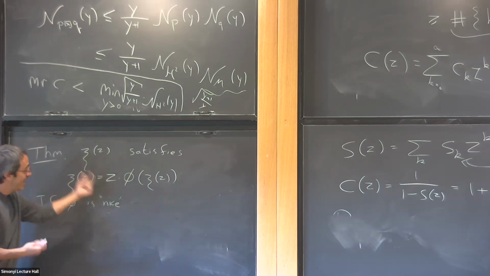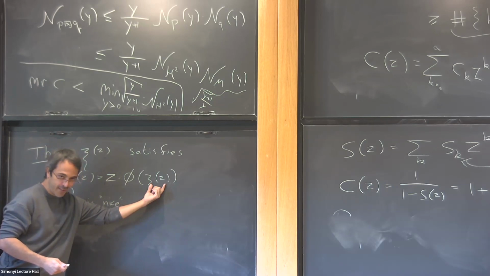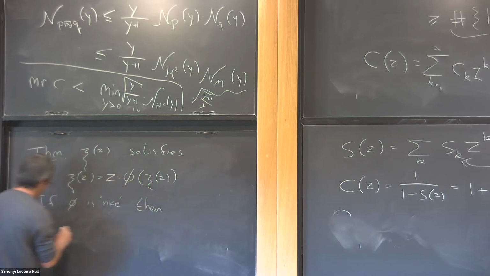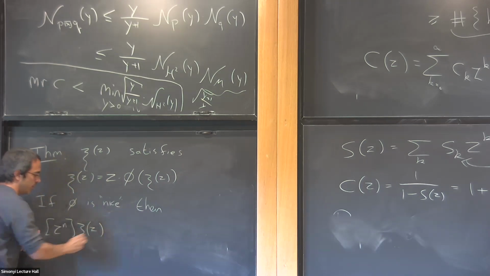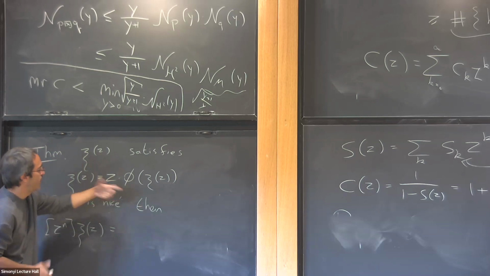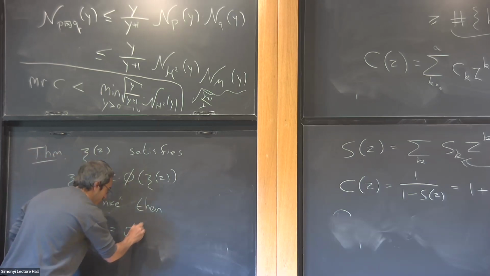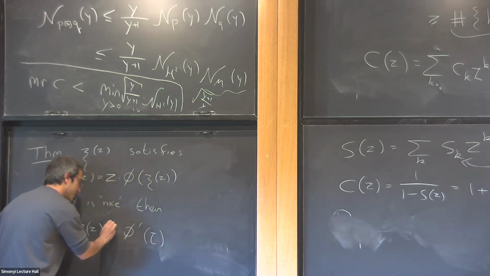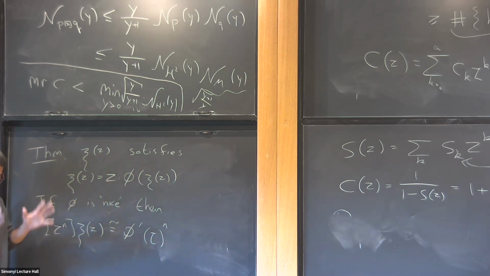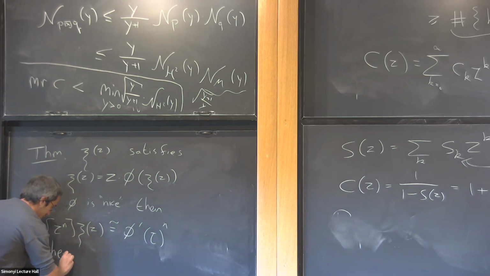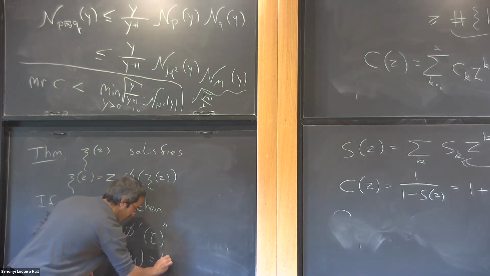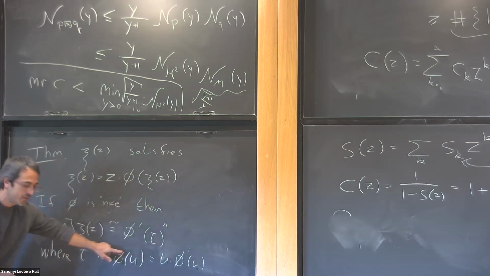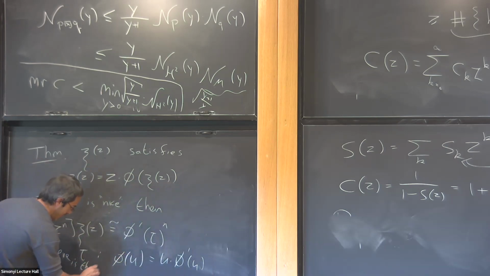So if phi is nice, and again, you want to understand the nth coefficient, the coefficient of z to the n in this function, then you can actually do that. It turns out that the coefficient of z to the n in the function that you care about is close to phi prime of tau, taken to the n, where tau is a solution to the characteristic equation. It turns out it's the unique solution to this equation.